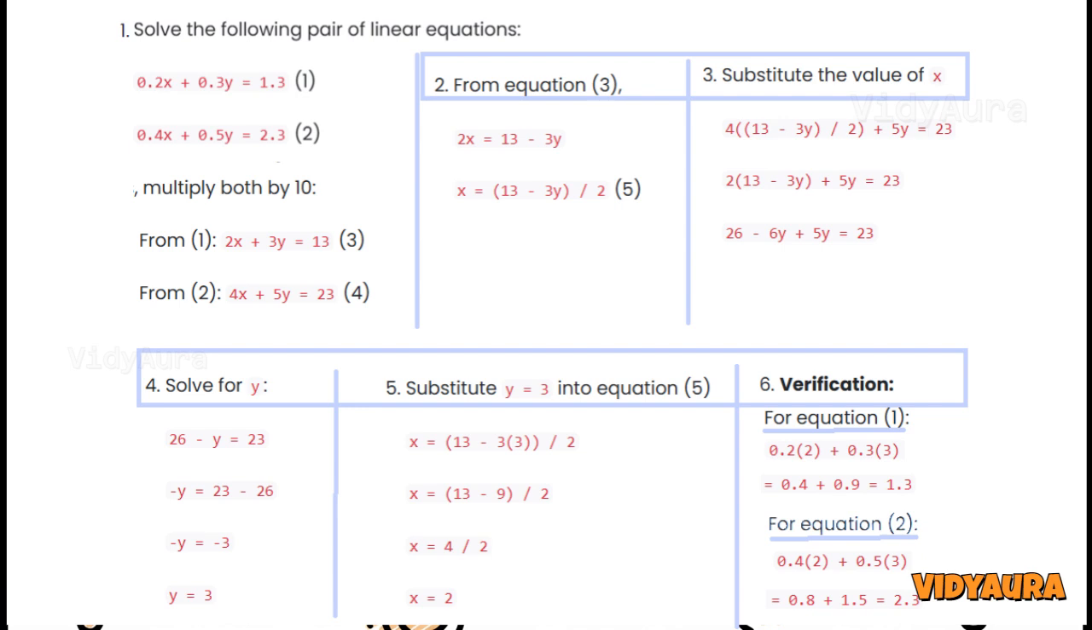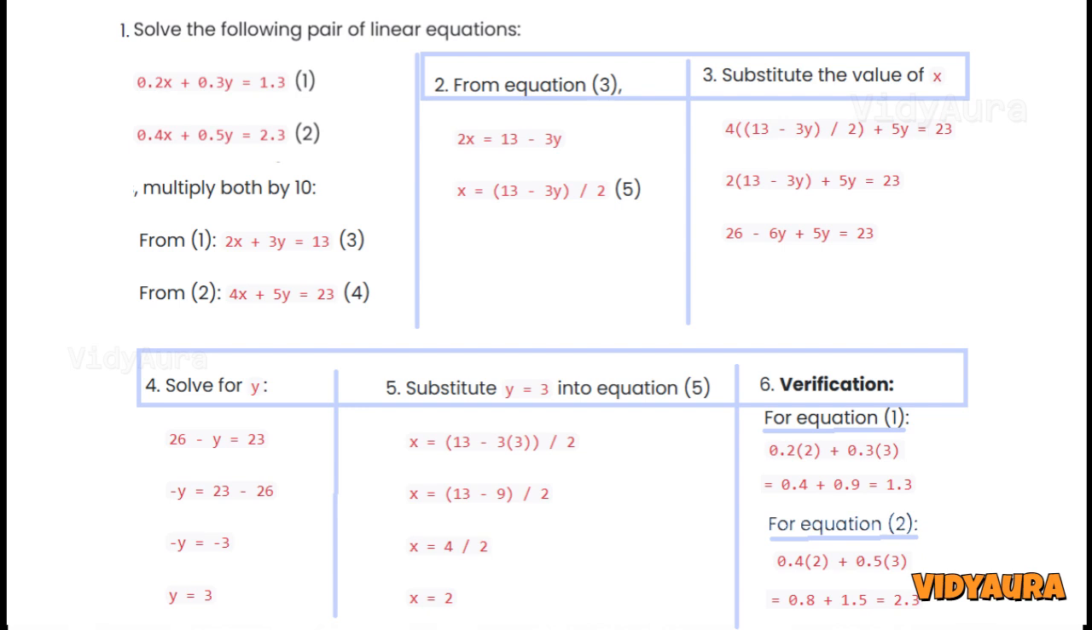And look, now we only have one variable to deal with, y. Let's solve it. See that 4 on the outside and the 2 on the bottom? We can simplify that. 4 divided by 2 is just 2. So now our equation is 2 times, in parentheses, 13 minus 3y, plus 5y equals 23. Let's distribute that too. That's 26 minus 6y plus 5y equals 23. Combine the y's. Negative 6y plus 5y is just negative y. So 26 minus y is 23. Subtract 26 from both sides, and we get negative y equals negative 3, which means, of course, that y equals positive 3. And just like that, we're halfway home.